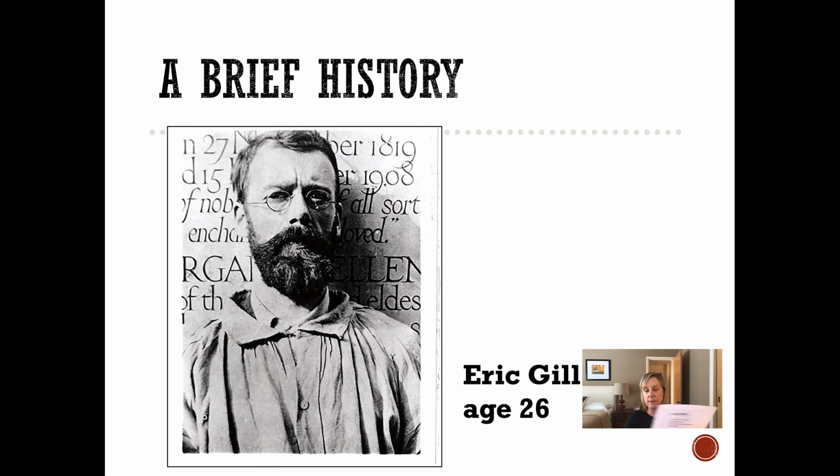Gill Sans. Gill Sans was designed in 1926 by this designer, Eric Gill. He was an artist, he was a sculptor, and he was a printmaker. He was kind of a hippie for his time. He lived in a commune with other artists. Here he is at 26.